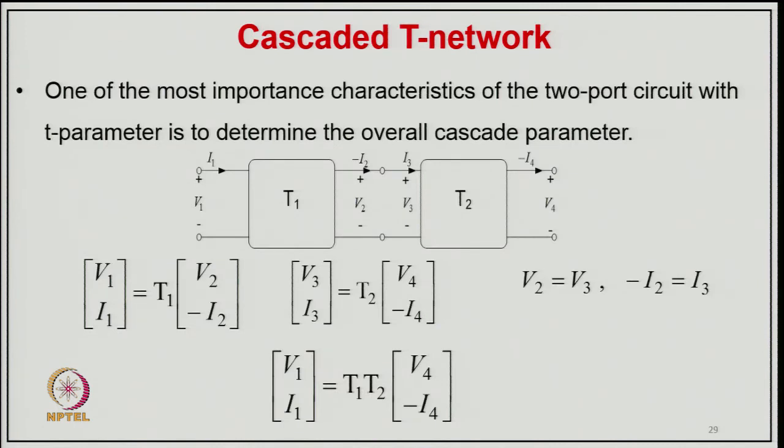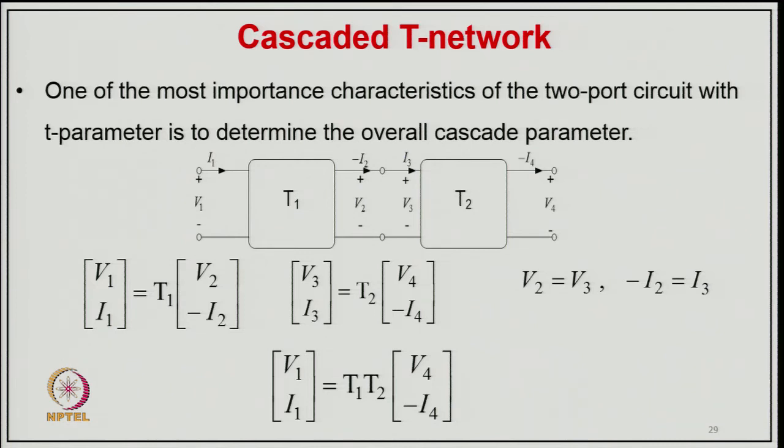And now coming to an example with the cascade of T networks. One of the most important uses of the two port circuit or network with the T parameters is to determine the overall cascade parameters of two port networks, where we are connecting them in cascade. So, we have V1, I1 with the T1 network, and the output is V2, minus I2, and the second two port network, which is fed by the first network's output, has V3 and the current drawn I3, and then the output is V4, minus I4, with the T2 network.